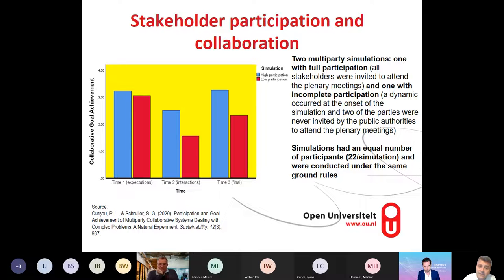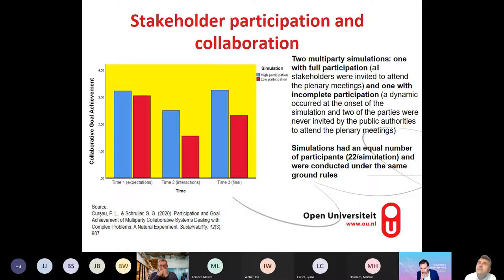As soon as they started to interact, of course, the complexity of collaboration kicks in and their goal achievement kind of drops from what they expected they will achieve. But it's a very significant drop, or more significant drop, in the simulation that excluded parties. And that significant decrease remains at the end of the simulation, in which you have the simulation with the full participation that achieves kind of the level of goals they were hoping for, but certainly not the simulation in red with the low participation.